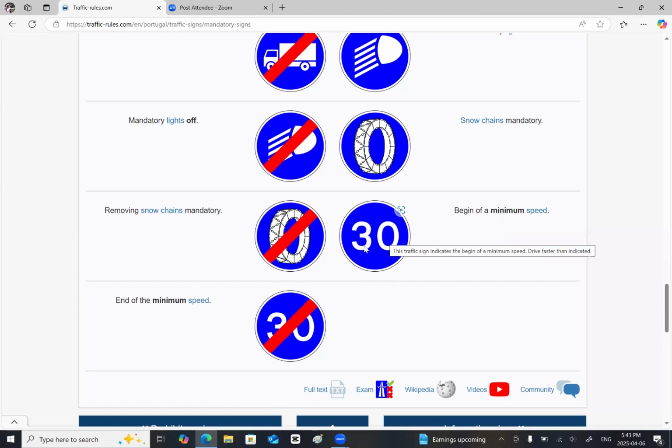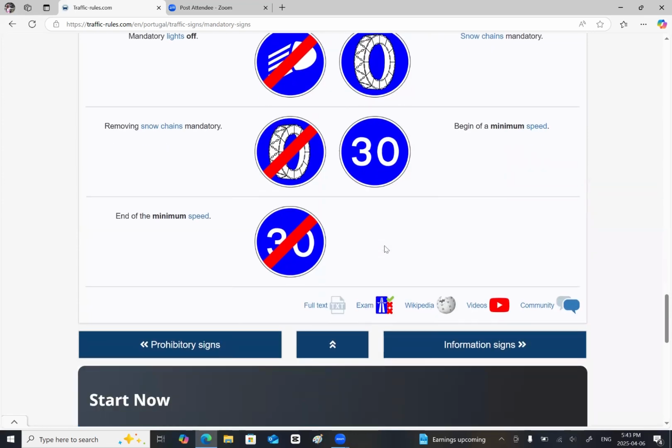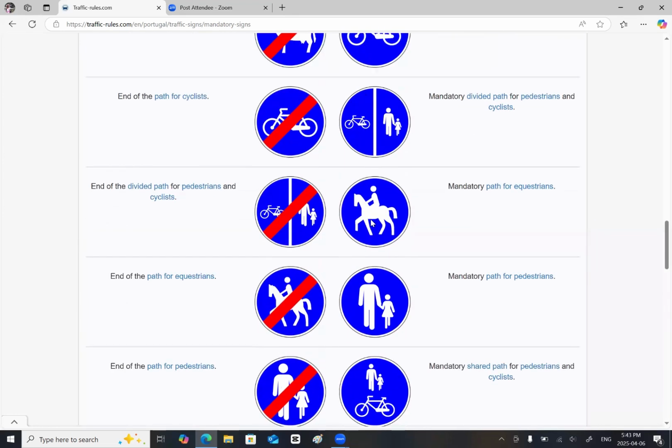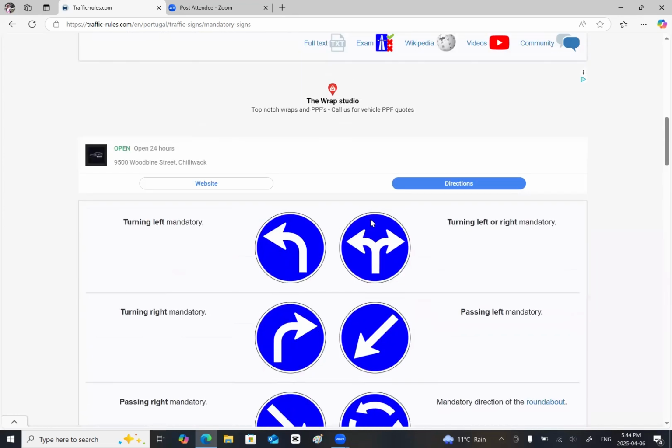And you can see 30 here. Beginning of minimum speed, right? Minimum speed is 30, okay? And same thing, end of the minimum speed. Very simple, very easy, not much science. So you have to be very familiar with this, okay? Because at the exam, out of 30 questions, you have to give 27 correct answers. So you have to read very carefully and very seriously, okay guys?